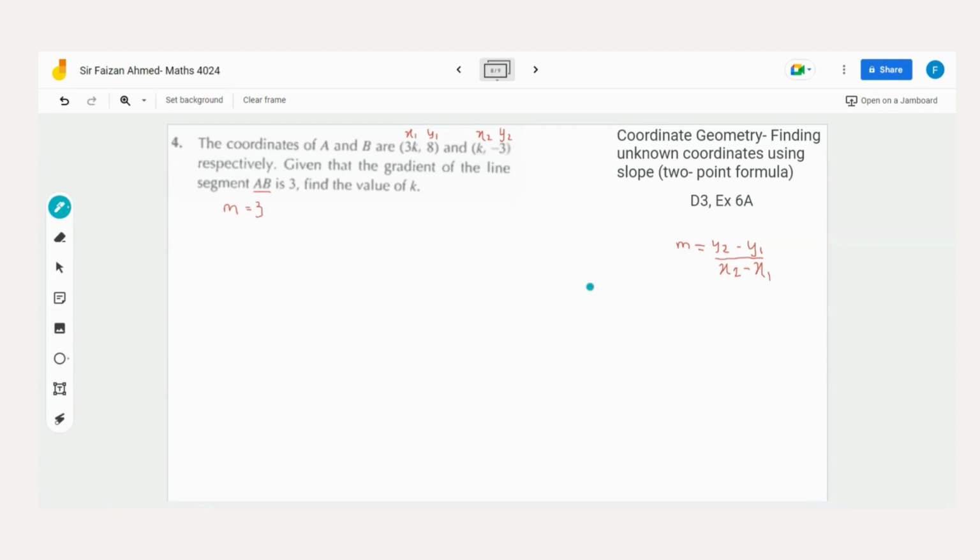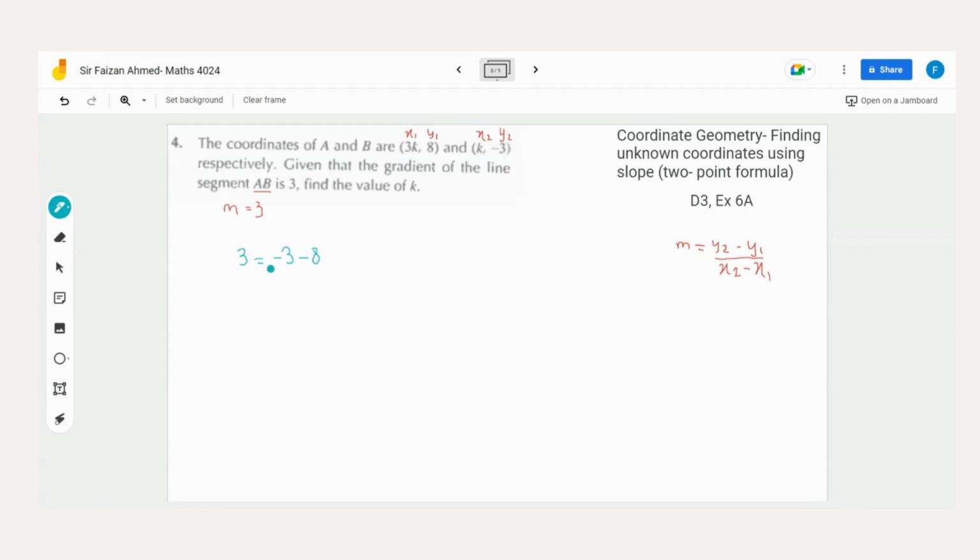I'm not writing the formula again. The formula is written over here. I'm just inserting the values. I will write 3 in place of m equals to what is the value of y2? The value of y2 is minus 3. So I will write minus 3 first. And then comes the sign of the formula, that is the negative sign. And now what is the value of y1? The y1 value is 8. So I will write 8 at the top.